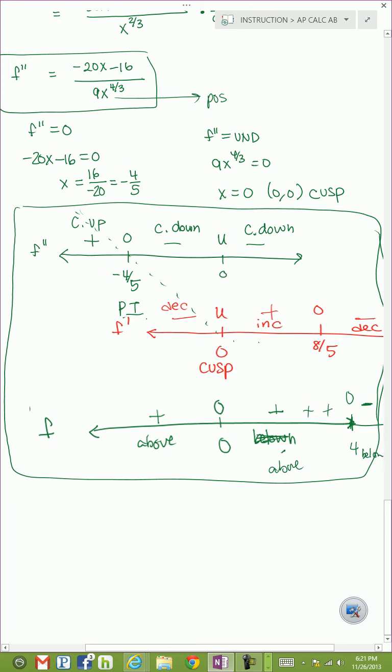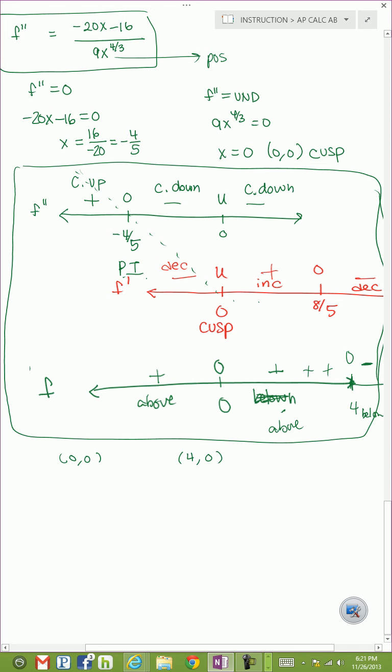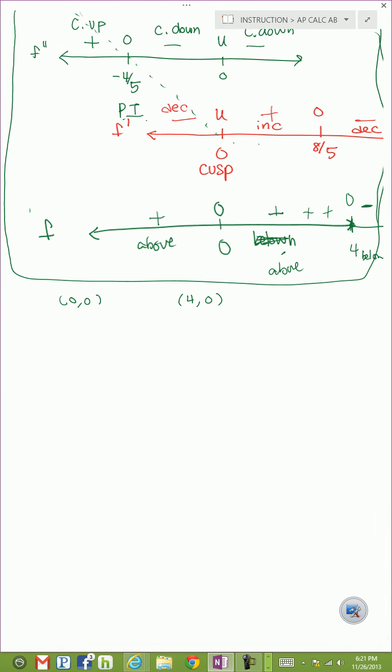So it's a little bit ugly. I'm going to rewrite a few things. I have the point 0, 0. I know I have the point 4, 0 on the curve. I'm just going to create a graph now using all this information. So, let's see.